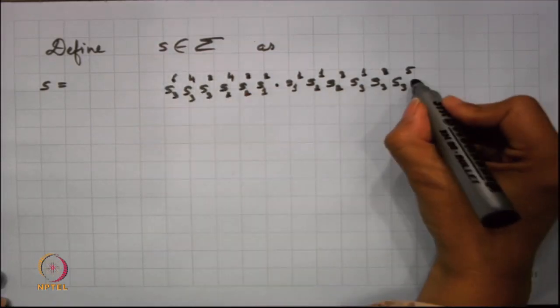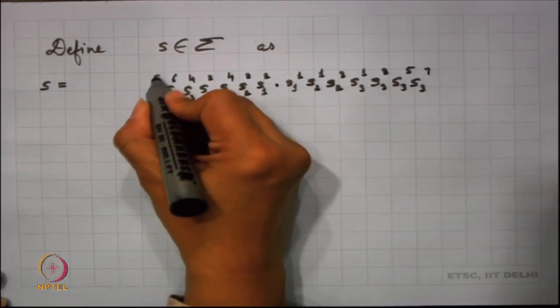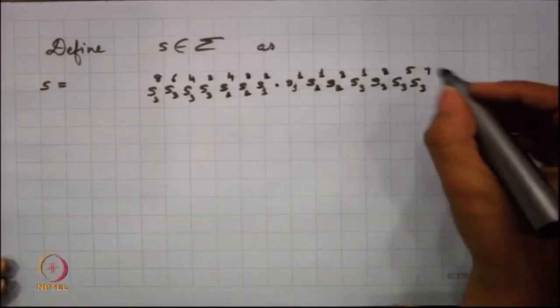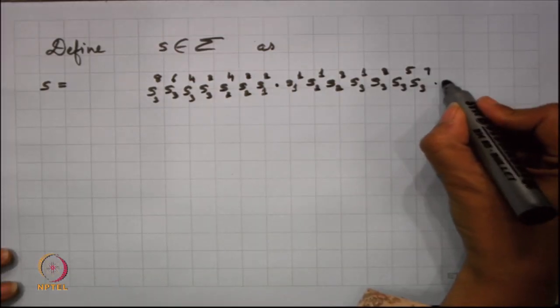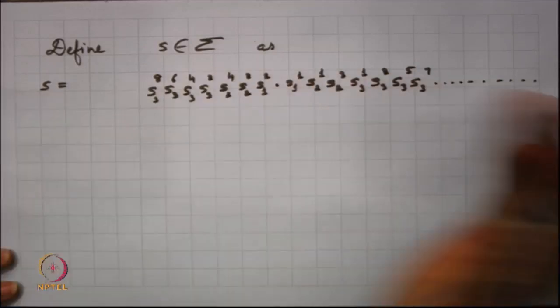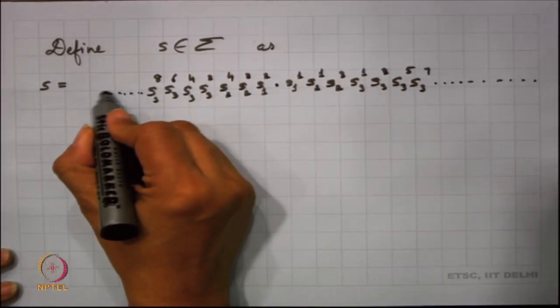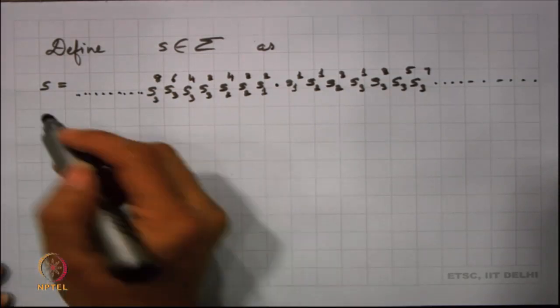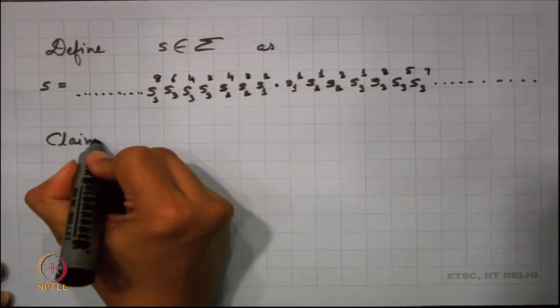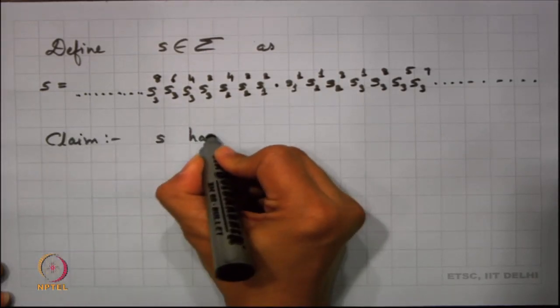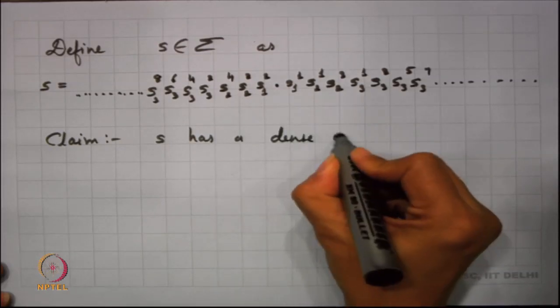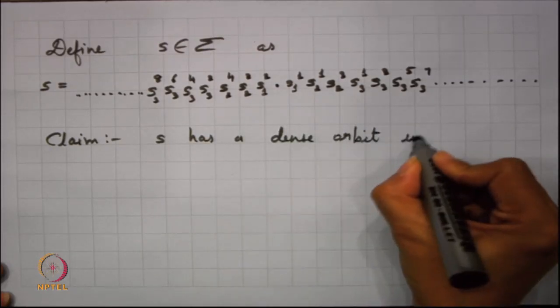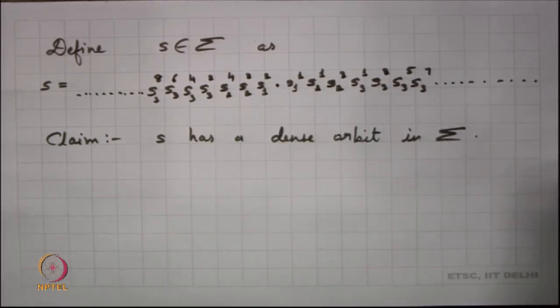S_36 will be here, S_37 is here, S_38 is here. Now we have exhausted all sequences of length 3. We now go up to length 4. Like that we can keep on adding sequences on both sides of the decimal point, and the sequence that we define in this manner is our sequence S. Now, my claim here is S has a dense orbit in Sigma.